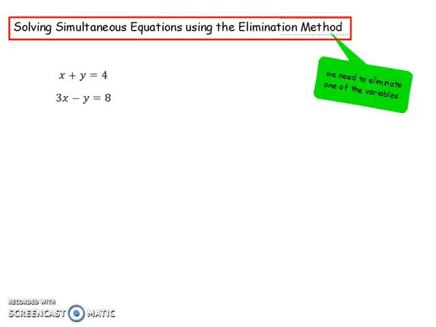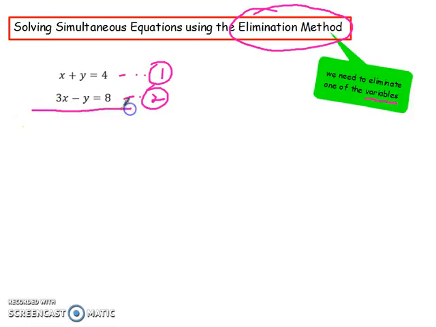Let's have a look at solving simultaneous equations, but this time we're going to be using the elimination method. In earlier videos we had used the substitution method, where we substituted one equation into the other. This time we're going to try and eliminate one of the variables, get rid of the x or get rid of the y. Let's have a look at our two equations and label them equation 1, equation 2.